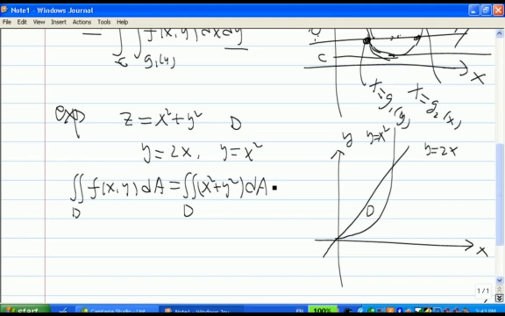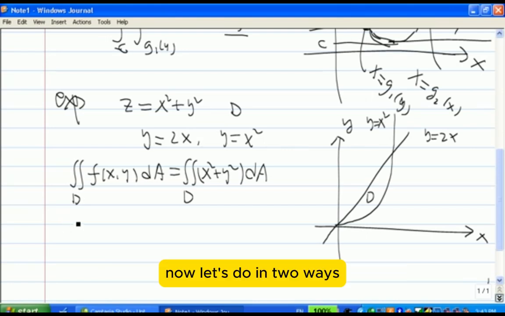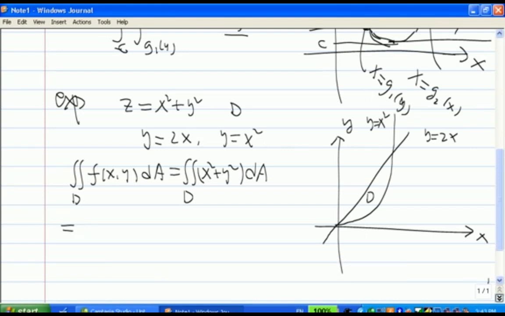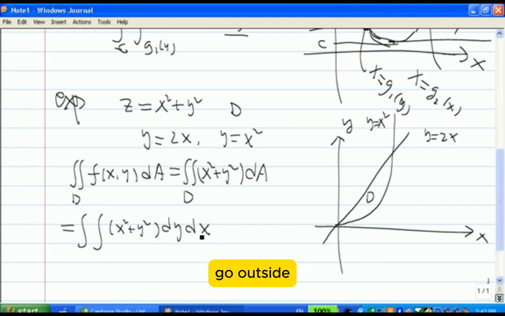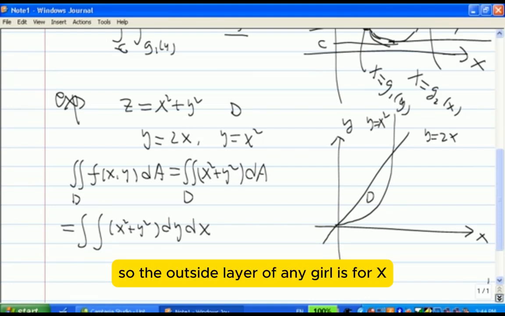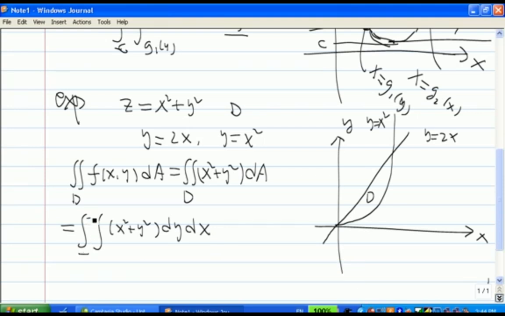Okay. How do we find this integral? We have to write it as an iterated integral. Now let's do it in two ways. Say dy goes inside and dx goes outside. So the outside layer of the integral is for x. Remember, the outside limits are always constants.